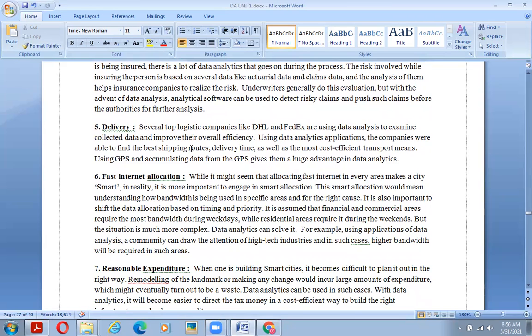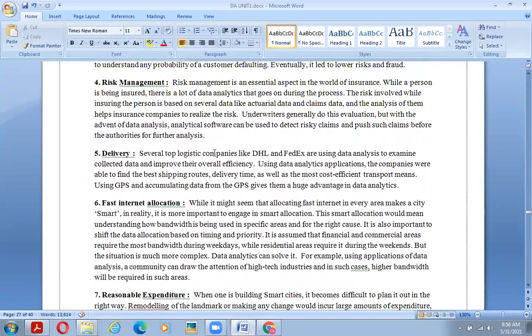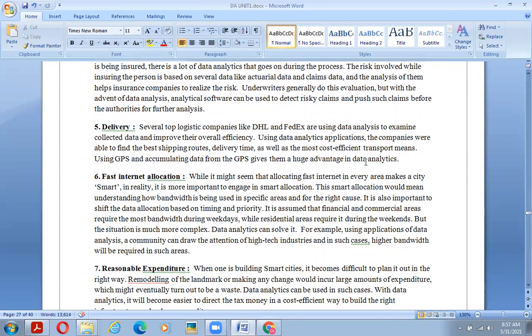Next example is delivery. Several top logistics companies like DHL and FedEx are using data analysis to examine collected data and their overall efficiency. With this application, the company is able to improve delivery time as well as find the most efficient transport means. Using GPS and accumulated data from the GPS gives them a huge advantage through data analytics.